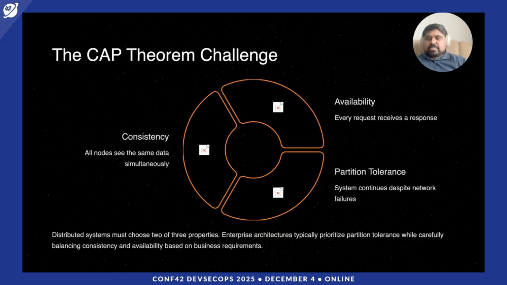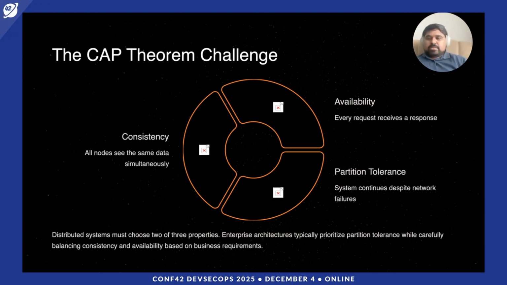CAP stands for consistency, availability, partition tolerance. So the fundamental constraint: distributed systems must choose 2 of 3 properties. This is the hard law of distributed systems. You cannot have all 3.